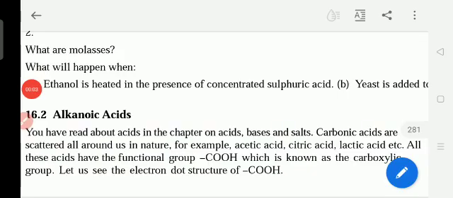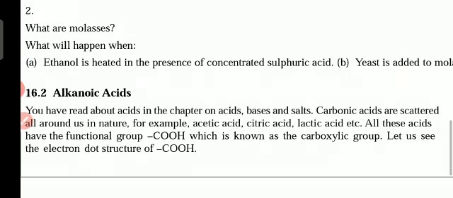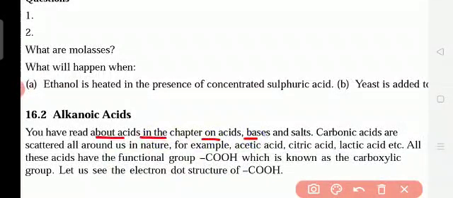So now we see about the alkanoic acids. Till now we saw about the alcohols. Now we study about the alkanoic acids. You have read about acids in the chapter on acids, bases and salts. Carboxylic acids are scattered all around us in nature.